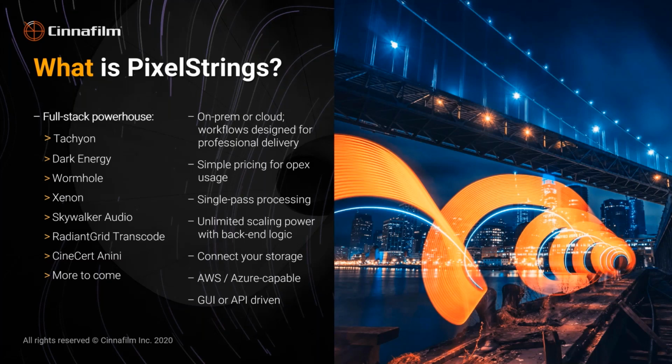So we try to make the machine as efficient as possible to handle all the transcode, all the image processing, all the audio processing, and all the third-party tools that you might need. So if you don't need the Cinecert's Anini, that machine doesn't fire up. It basically fires up anything that you ask it to do.